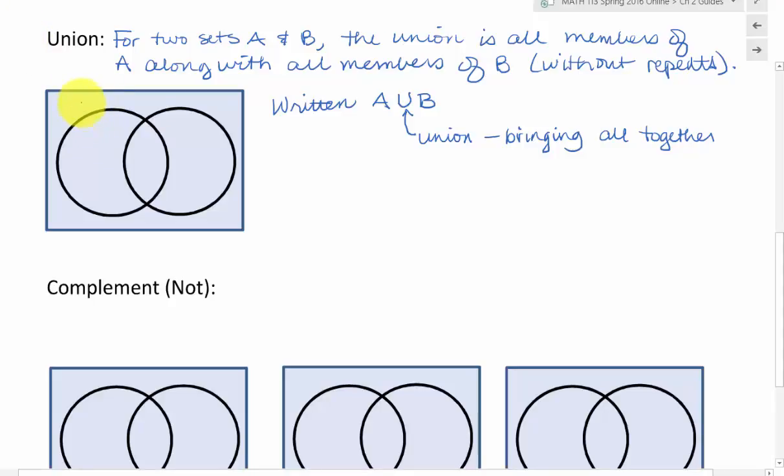And when we draw a Venn diagram for this, we'll make one set A and another set B. And what we're talking about for union is everything in A along with everything in B, including the things that they have in common.